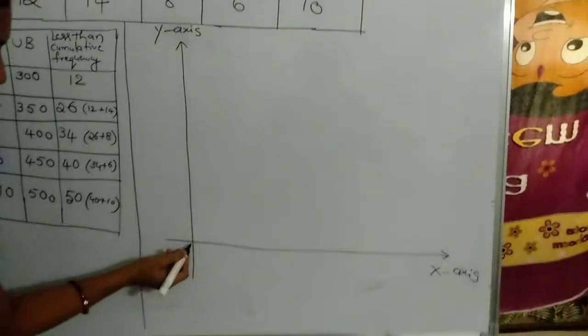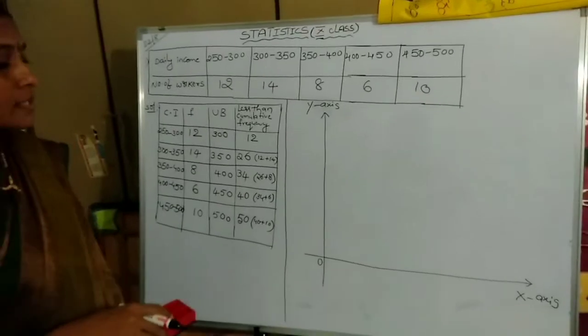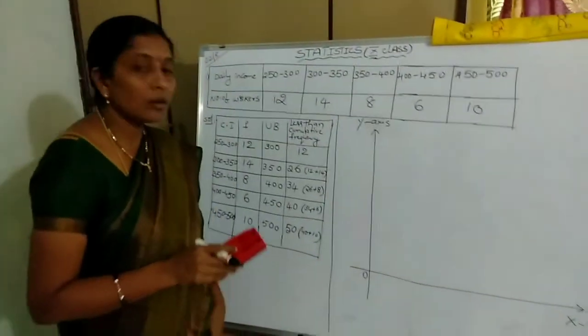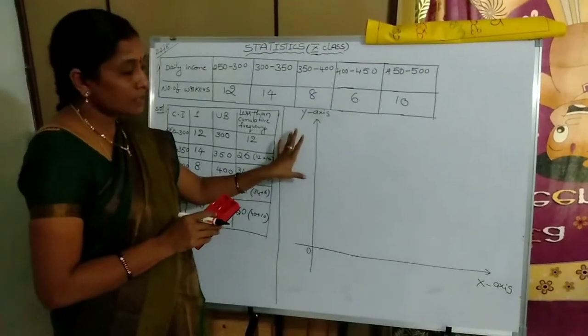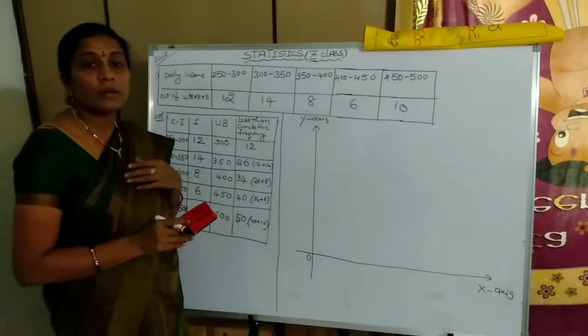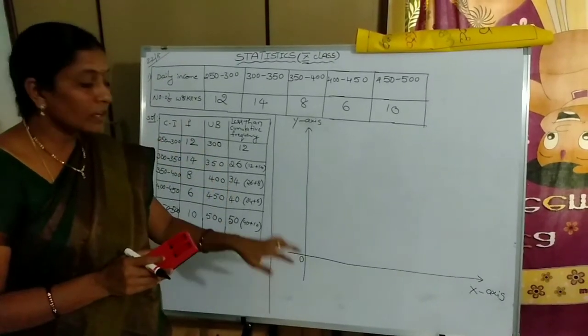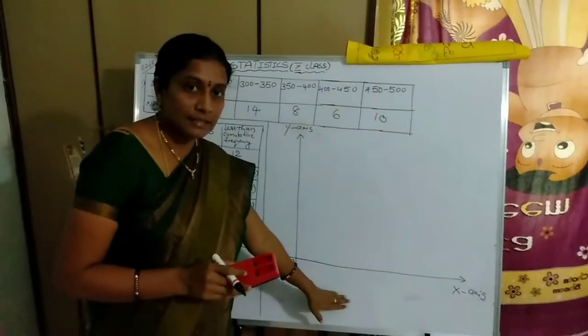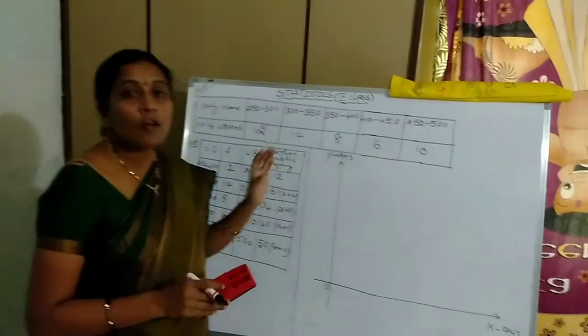The point of intersection of the x-axis and y-axis is called the origin. So we can put the origin. Before going to the graphical representation, we draw the x-axis and y-axis. In the less than cumulative frequency curve, we take upper boundaries on the x-axis and their respective cumulative frequencies on the y-axis.